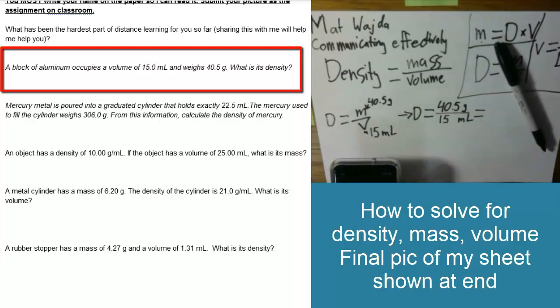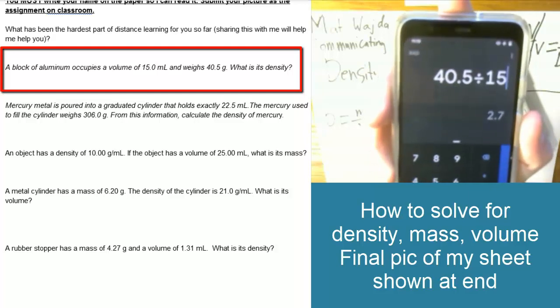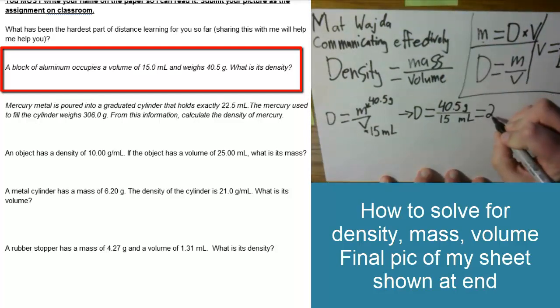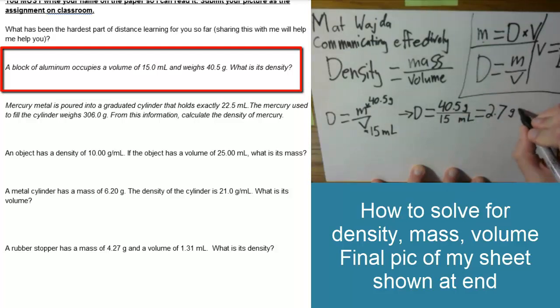So we've got 40.5 divided by 15. Oh wait, it's upside down. There you go. So what that gives you is 2.7. The unit is going to be the parts that you already have here. It's grams divided by milliliters. So you'd have it like that.